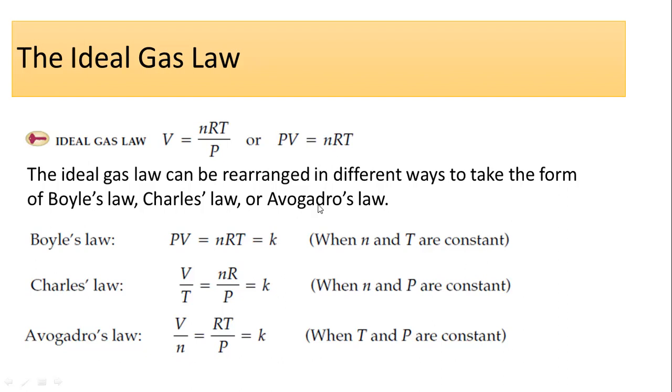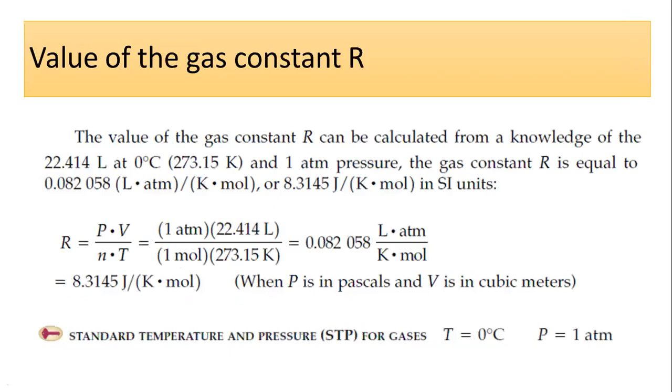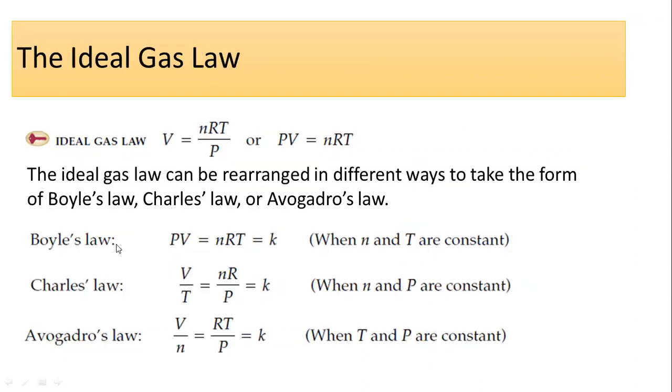Now by using the ideal gas equation or the ideal gas law, you can calculate K in all three laws. So this is all about the ideal gas law. Now you can calculate the value of the gas constant by using the same equation, and this is very simple. We are going to use this one equation, PV is equal to nRT. So R will be equal to PV divided by nT.